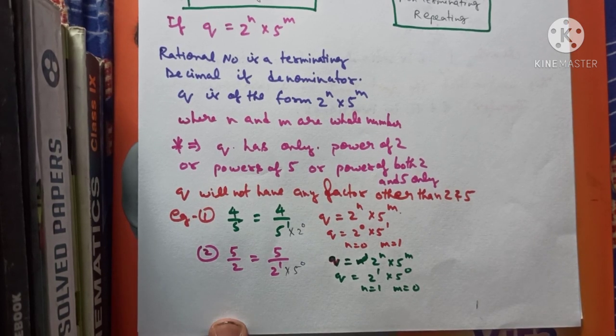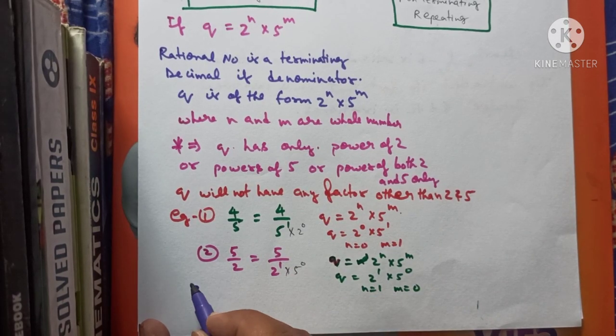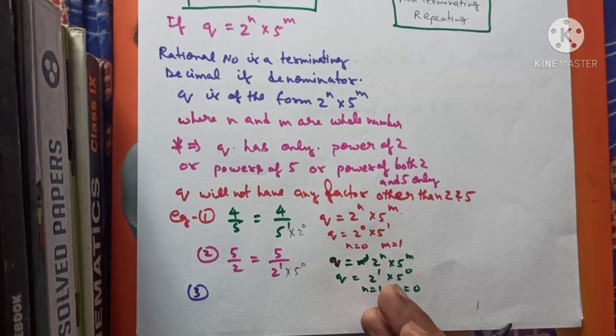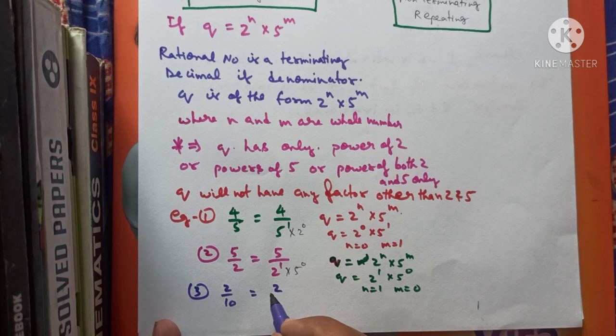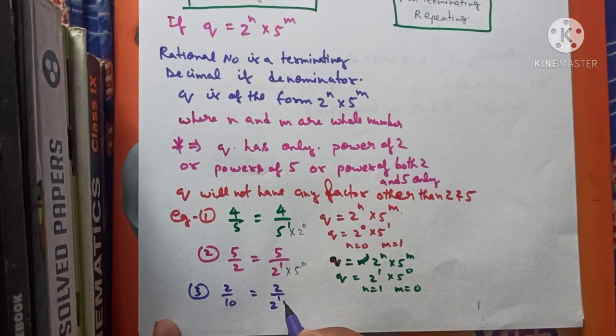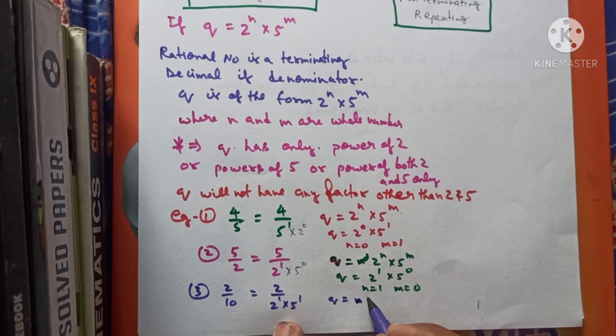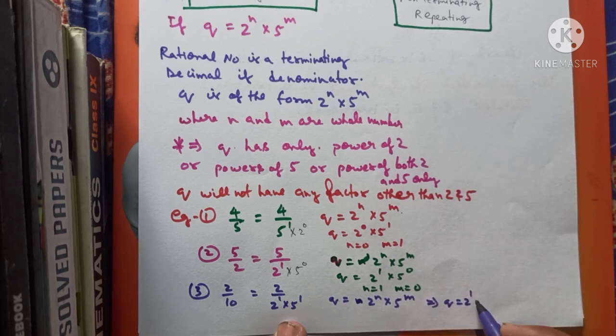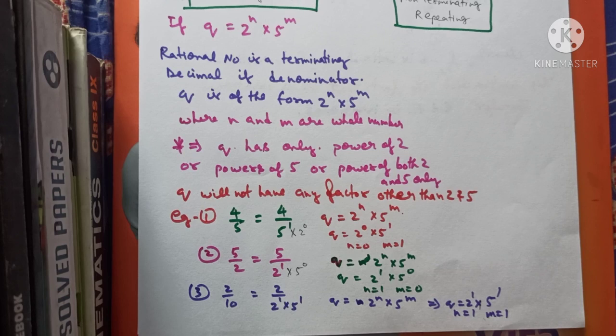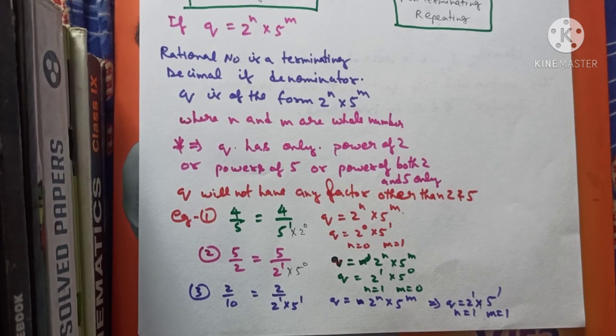Let's take the third example. Suppose I take 2 upon 10 as the third example. It can be written as 2 upon 2 raised to power 1 into 5 raised to power 1. So here also Q is of the form 2 raised to the power n into 5 raised to power m. Here Q can be written as 2 raised to power 1 into 5 raised to power 1, so the value of n is 1 and the value of m is also 1. So this shows that 2 upon 10 is also a terminating decimal.